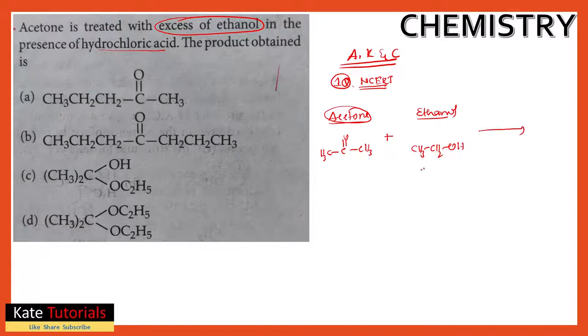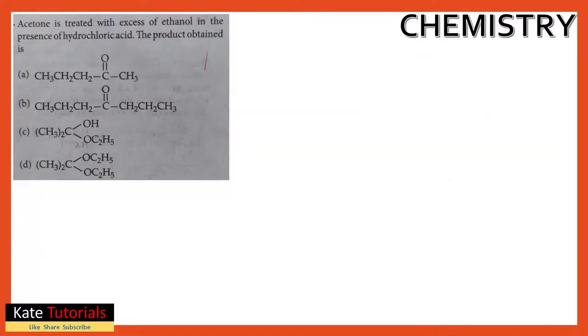Excess they have taken; this you have to remember. This word is very important. To that they are adding HCl, hydrochloric acid. What product will we get? They have given A, B, C, D options, and we have to choose one. One of the easiest questions. Here I have acetone, and here I have ethanol, CH3CH2OH.